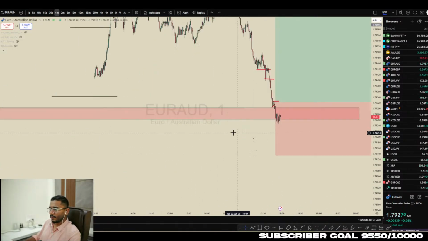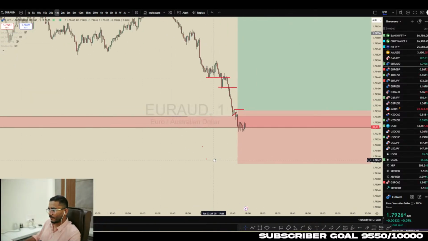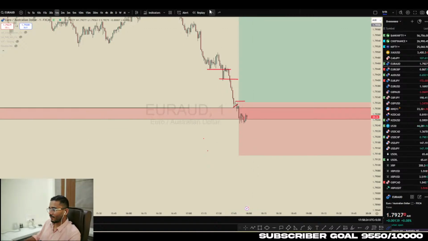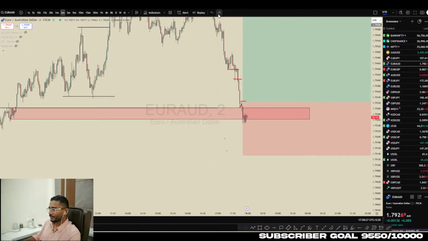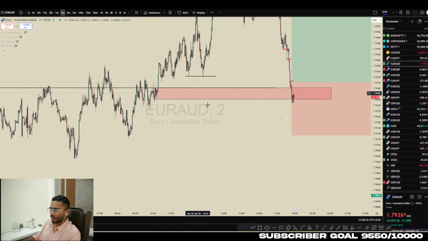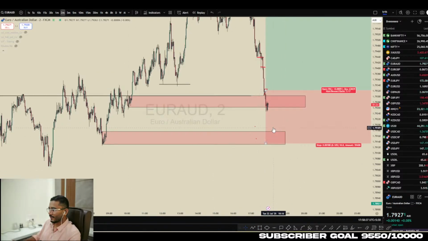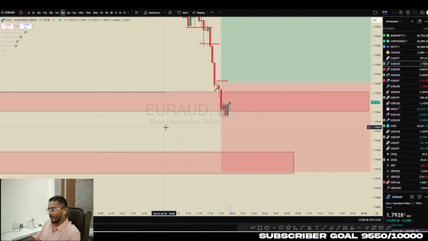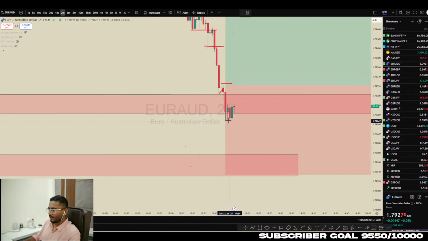On Euro AUD, we can see price is still continuing to the downside only. We are not seeing any sign of bullish movement over here, because there are multiple order blocks here. This is the order block. Again, this was the order block. Here there is also this order block. So we want price to at least break the previous candle or at least a bullish engulfing. But here price has created 1, 2, 3, 4, 5, 6 candles. It's still struggling to go up.